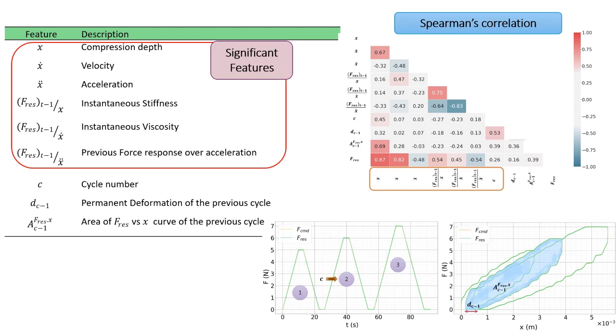We analyzed the nonlinear haptic data using Spearman's correlation and identified 6 crucial features, namely compression depth, velocity, acceleration, instantaneous stiffness, instantaneous viscosity, and previous force response over acceleration. These features are considered as significant features to be used as inputs to the AI model.